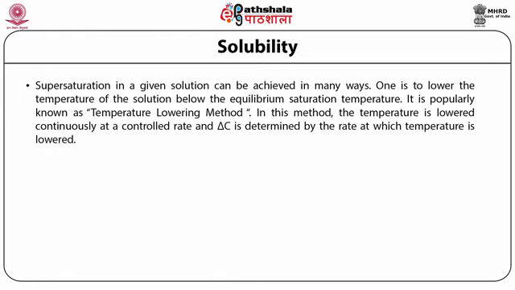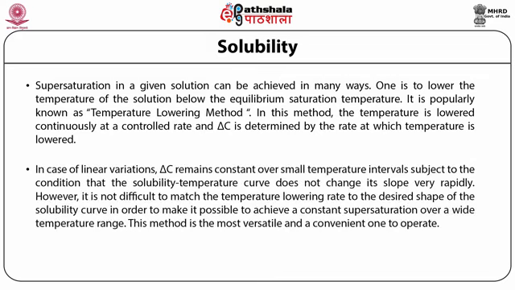Supersaturation in a given solution can be achieved in many ways. One is to lower the temperature of the solution below the equilibrium saturation temperature. It is popularly known as temperature lowering method. In this method, the temperature is lowered continuously at a controlled rate, and ΔC is determined by the rate at which temperature is lowered. In case of linear variations, ΔC remains constant over small temperature intervals, subject to the condition that the solubility temperature curve does not change its slope very rapidly.